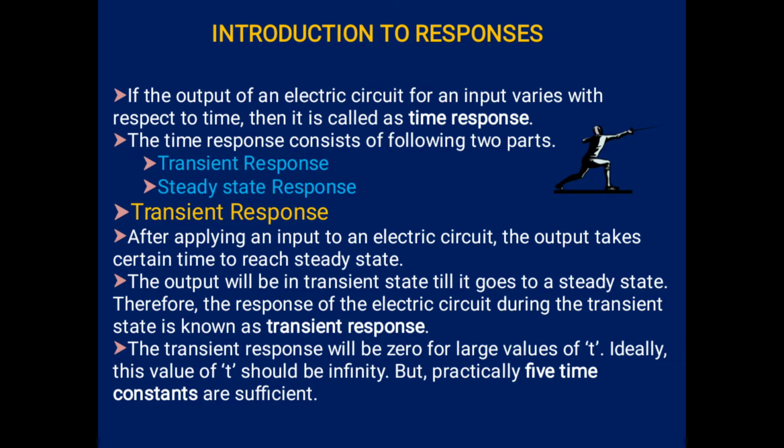I will give you the explanation. After applying an input to an electric circuit, the output takes certain time to reach steady state. The output will be in transient state till it goes to a steady state. Therefore, the response of the electric circuit during the transient state is known as transient response. The transient response will be 0 for large values of t, because for large values of t the circuit reaches the steady state. At that time the transient response will be 0.